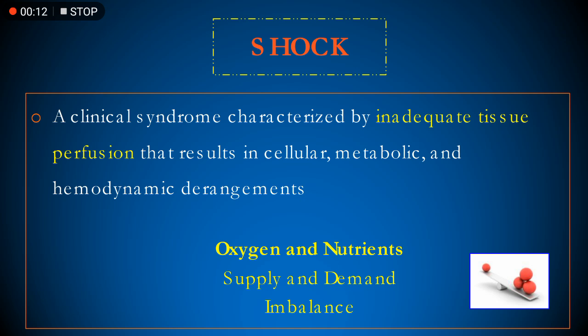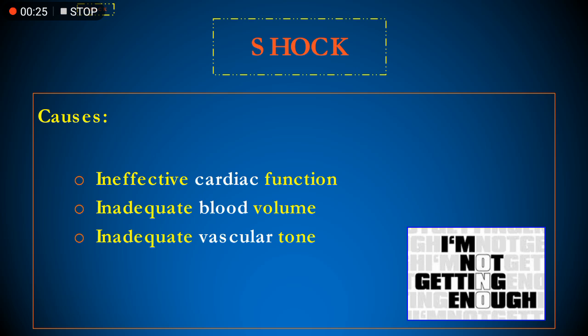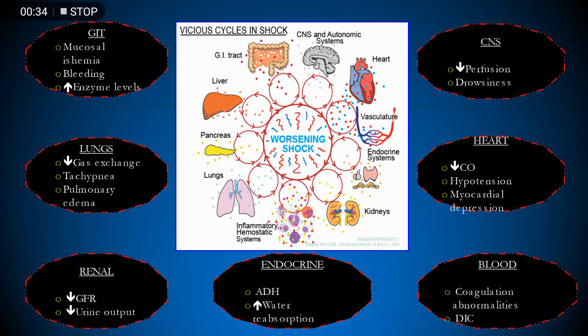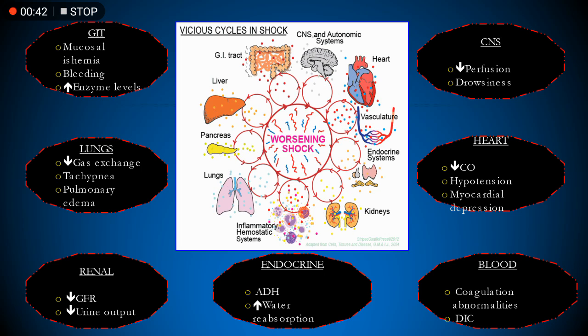Shock is defined as a syndrome characterized by inadequate tissue perfusion that results in cellular, metabolic, and hemodynamic derangement. It is caused by ineffective cardiac function, inadequate blood flow, and inadequate vascular tone. Generally speaking, shock is the activation of multiple compensatory mechanisms that involve different systems in the body.